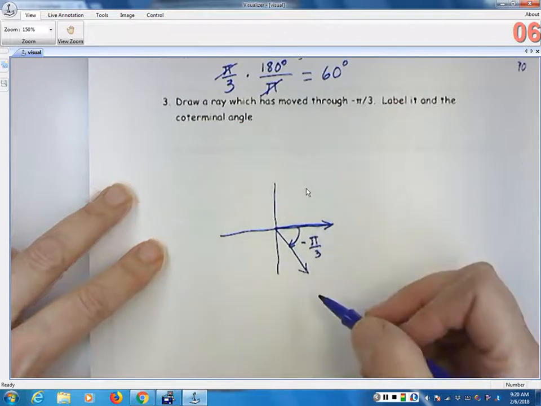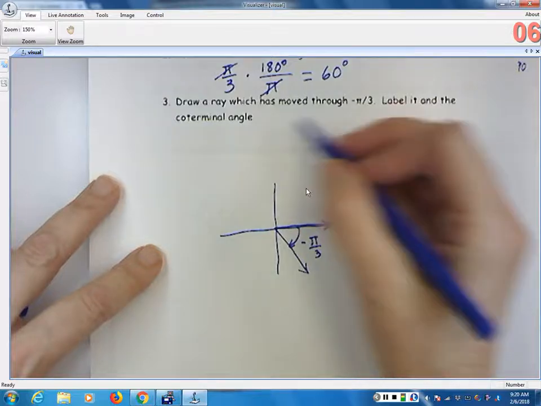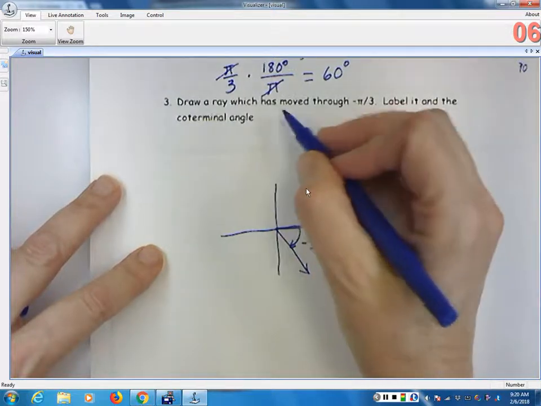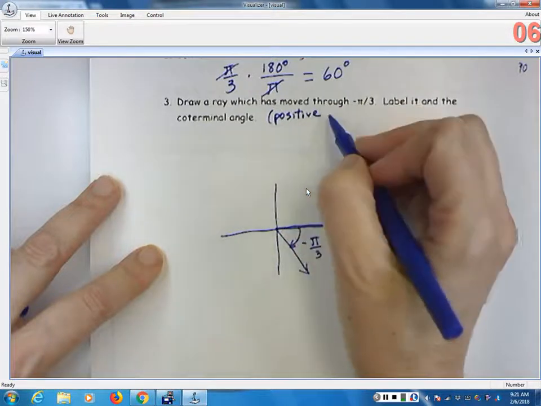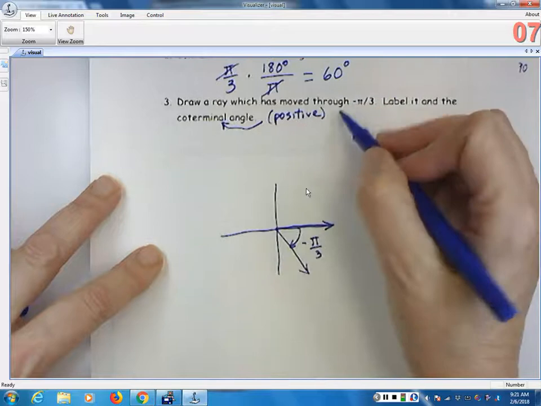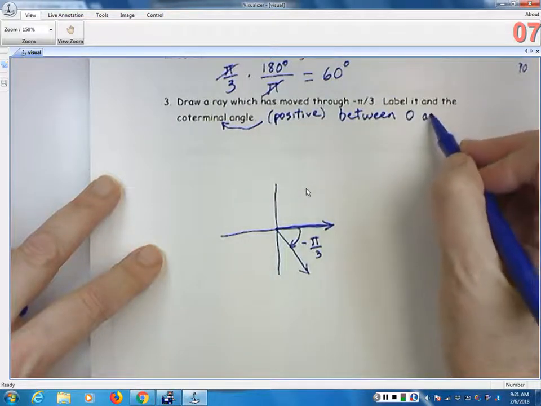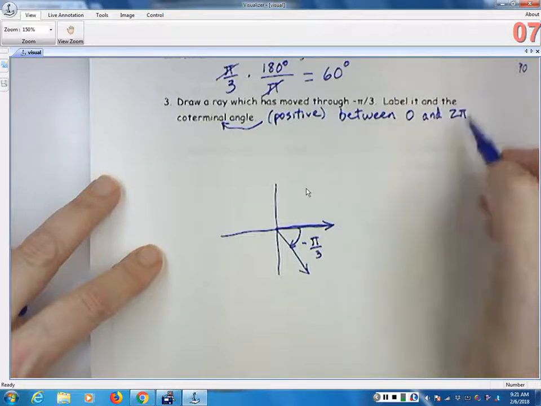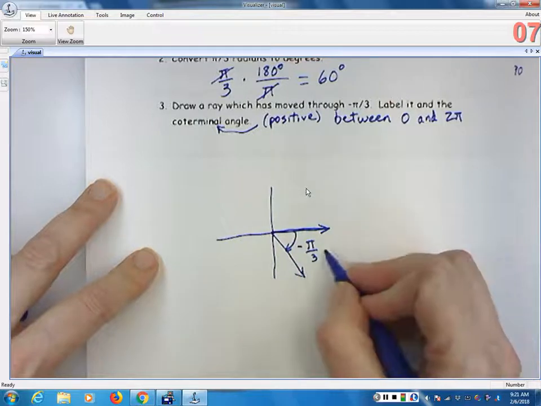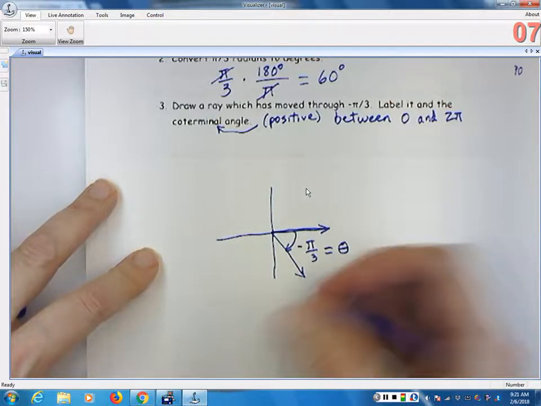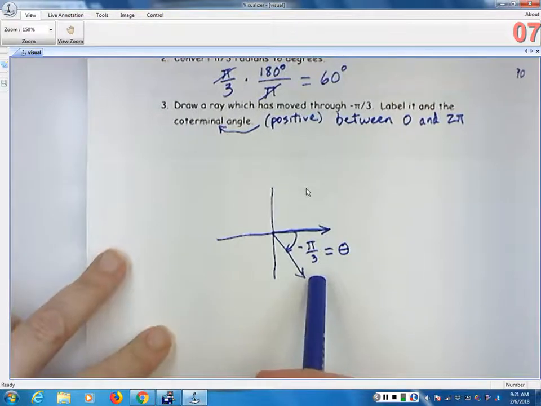That's minus pi over 3. And this should say, label it in the positive coterminal angle between 0 and 2 pi. Up there. Top. So, there's the original angle. That'll be theta. Drawing a ray means you're making an angle. Now you're going to label it.